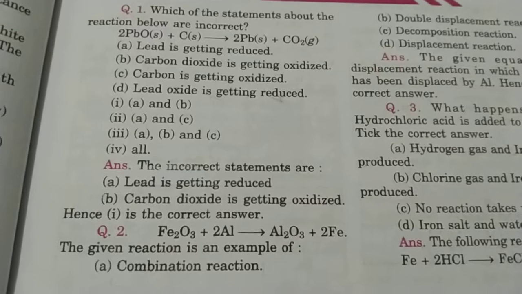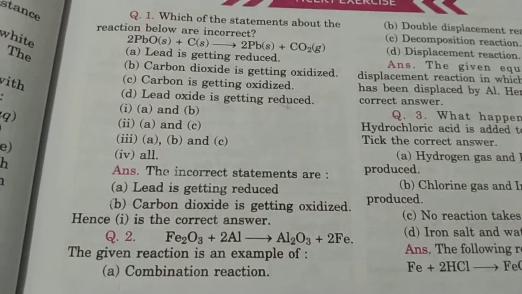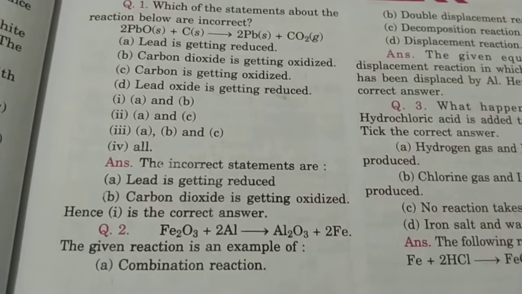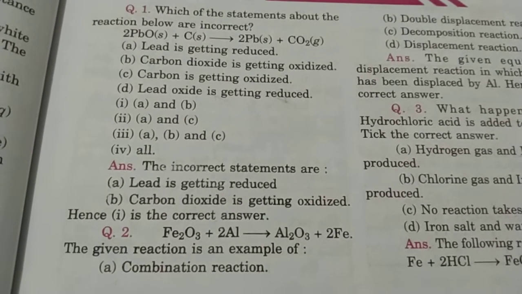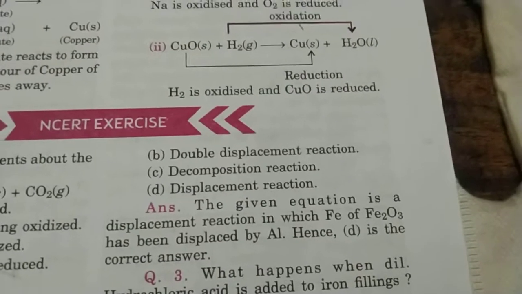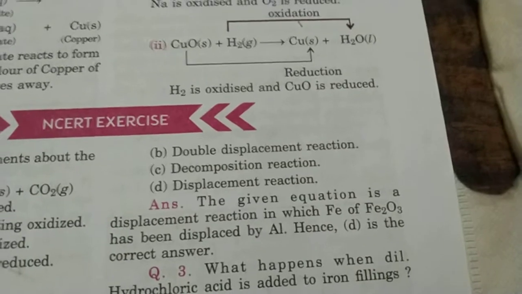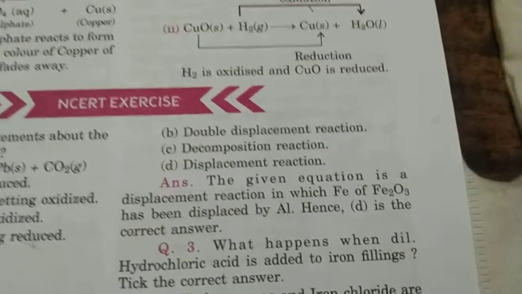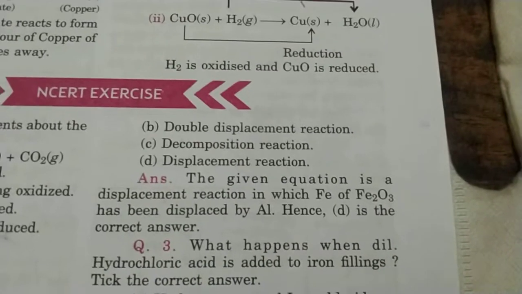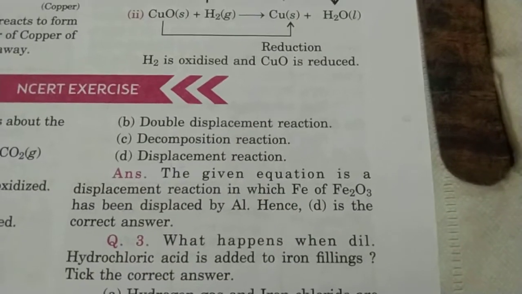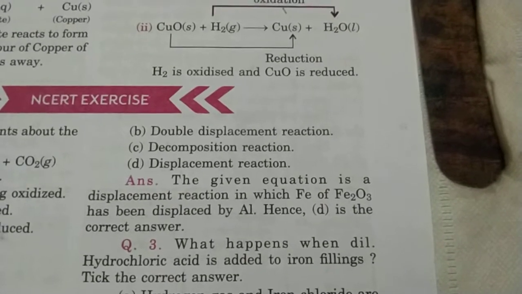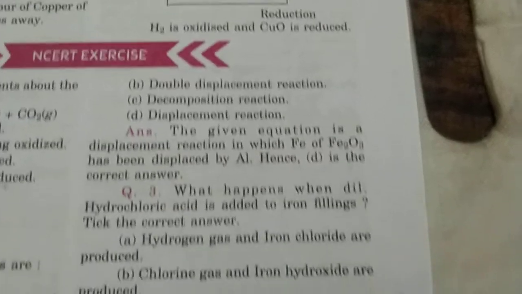Second, Fe2O3 plus Al gives Al2O3 plus 2Fe. The given reaction is an example of a combination reaction, double displacement reaction, decomposition reaction, or displacement reaction. The given equation is a displacement reaction in which Fe of Fe2O3 has been displaced by the aluminium, hence D is the correct answer.